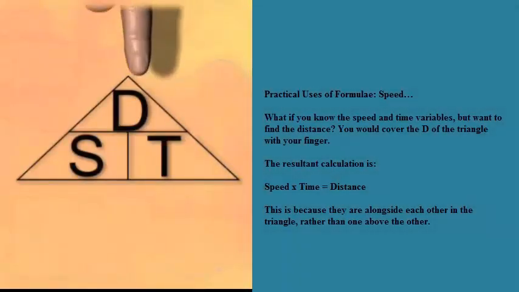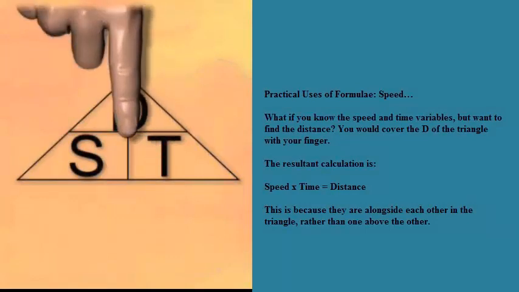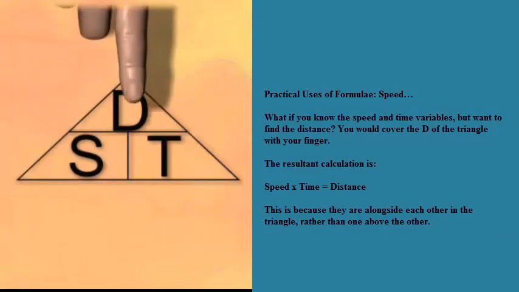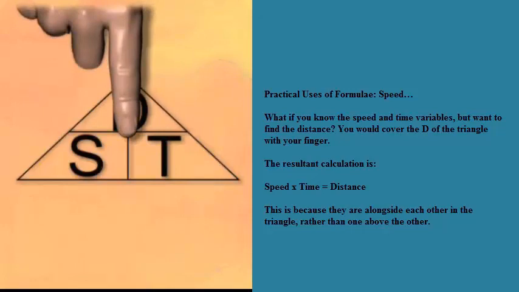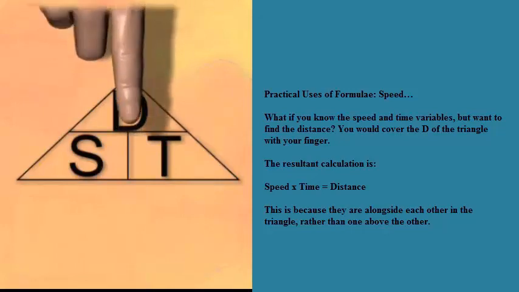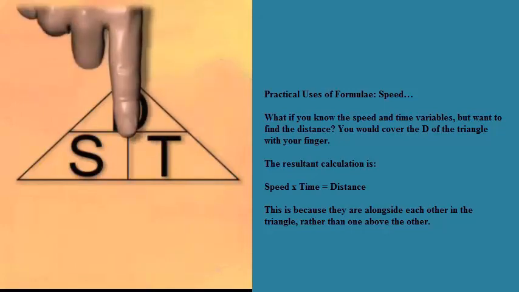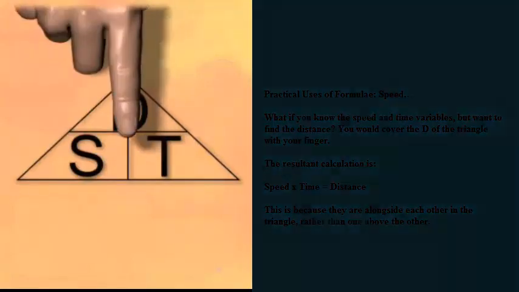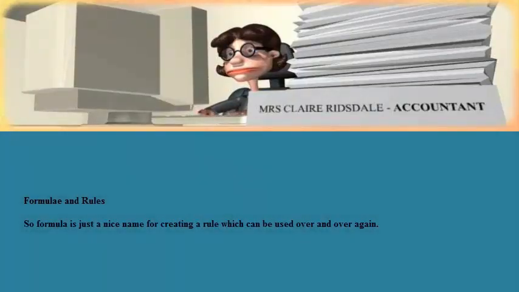What if you know the speed and time variables but want to find the distance? You would cover the d of the triangle with your finger. The resultant calculation is speed times time equals distance. This is because they are alongside each other in the triangle, rather than one above the other. So, formula is just a nice name for creating a rule which can be used over and over again.